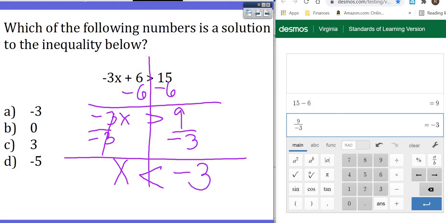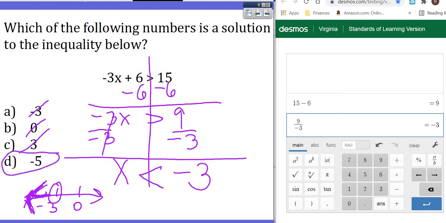So we're going to make a number line, and we're going to graph this so that we choose the correct answer. Trust me on this one. So this is a 0. This is a -3. It is less than -3. That means it's an open circle, and everything smaller than -3 is a solution. But -3 is not a solution because it does not say equal to. So -3 is out. 0 is not part of the solution. The number 3 is not part of the solution, but the -5 is. So the -5 would be your answer.